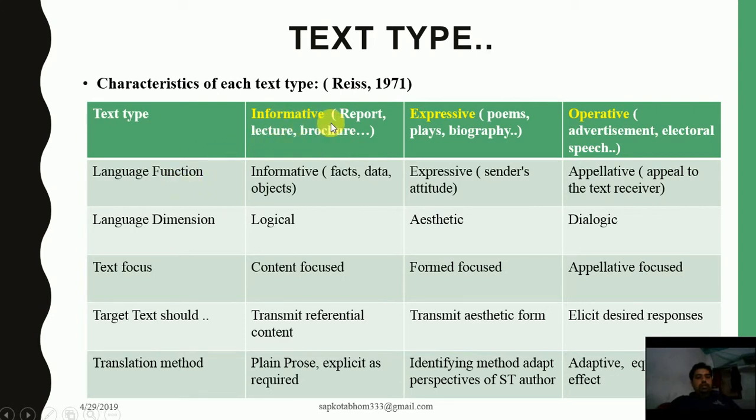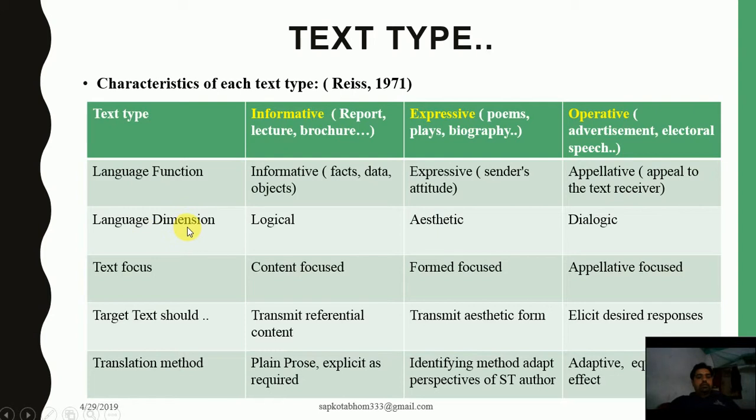Here, in the informative text, the language function is informative, which is full of facts, data, and objects. Then in the expressive type of text, the sender's attitudes are mostly included. Then in the operative type of text, there is the writer's appeal to the receivers. Appellative functions can be found in the operative text, expressive functions in the expressive text, and informative functions in the informative text.